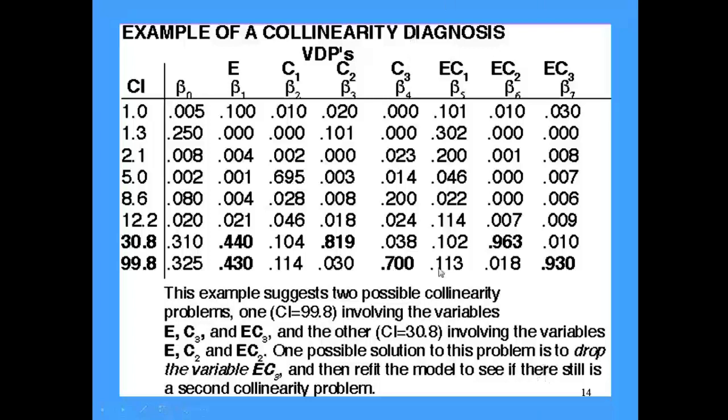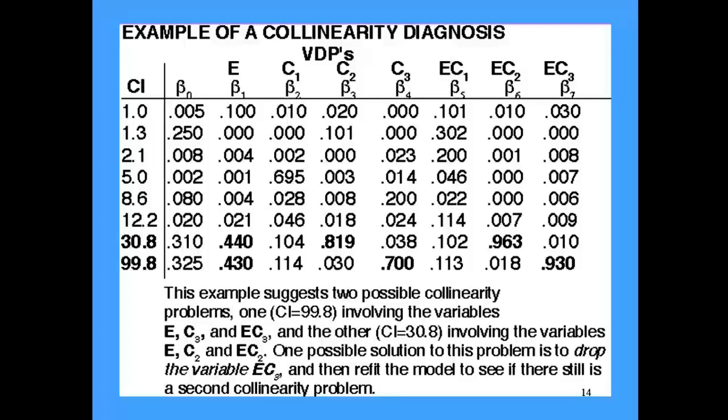So the way you would look at this data is you'd first identify whether you've got a condition index larger than 30, look at the largest one, then you look at the VDPs, and you look at the larger ones, and you flag them, or you put them in bold. And those are the ones that suggest a collinearity problem according to this theory that they did. And then you go up to find the variables. And it looks like the variables are E, C3, and EC3. That's the way you'd work on that.